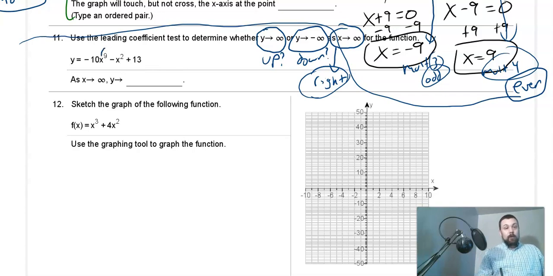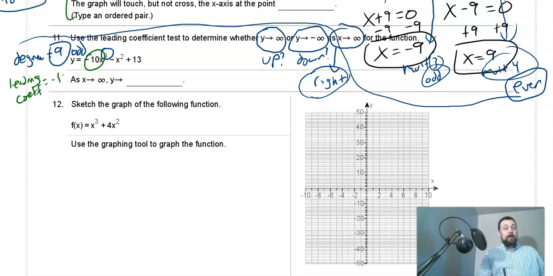Now here, the degree is 9. To answer this question, you have to look at the degree, and what matters about that is the degree is odd. The leading coefficient is the other thing you need to look at, which is negative 10. What matters about that is it's negative.